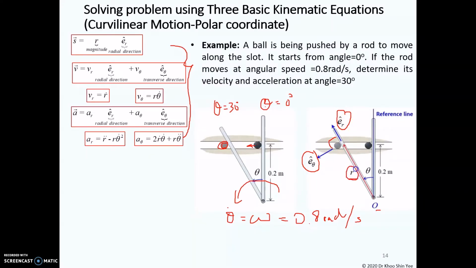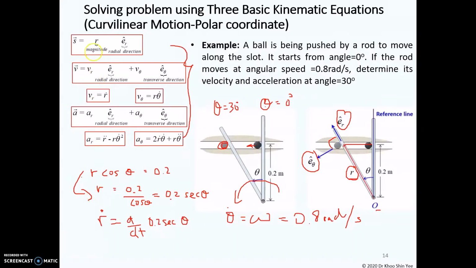The magnitude r is not given in this case. However, from the triangle relationship here, r cos angle is equal to 0.2. Rearrange the formula, you obtain r equal to 0.2 divided by cos angle, and 1 over cos angle gives you the secant. So substitute the r inside this formula, you obtain the displacement vector.